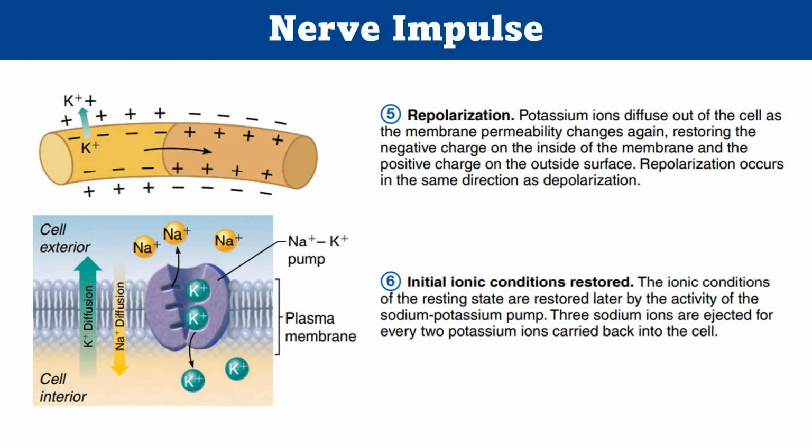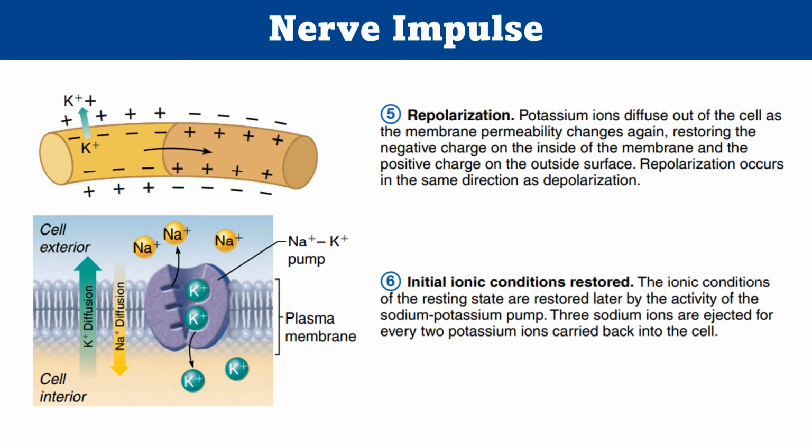Next, repolarization occurs. Potassium ions diffuse out of the cell as the membrane permeability changes again, restoring the negative charge on the inside of the membrane and the positive charge on the outside of the surface. Repolarization occurs in the same direction as the depolarization. Initial ionic condition is restored. The ionic conditions of the resting state are restored later by the activity of the sodium potassium pump. 3 sodium ions are ejected for every 2 potassium ions carried back into the cell.